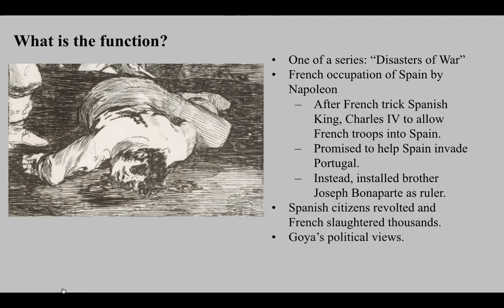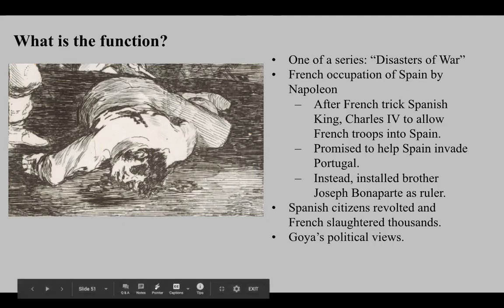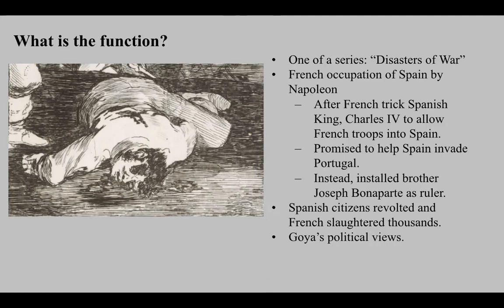basically ousts the Spanish king. He tricks the Spanish king, Charles IV, and allows French troops to come into Spain. And then Napoleon lets his brother Joseph become ruler of Spain. So this is a French takeover of Spain. And so, of course, the Spanish were kind of distraught about being taken over by the French. And so a lot of Spanish citizens revolted against them, and the French went in and slaughtered a lot of these people. So it really shows Goya's political views.